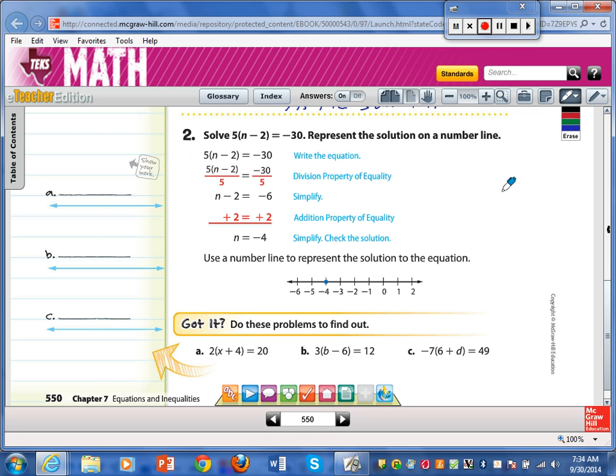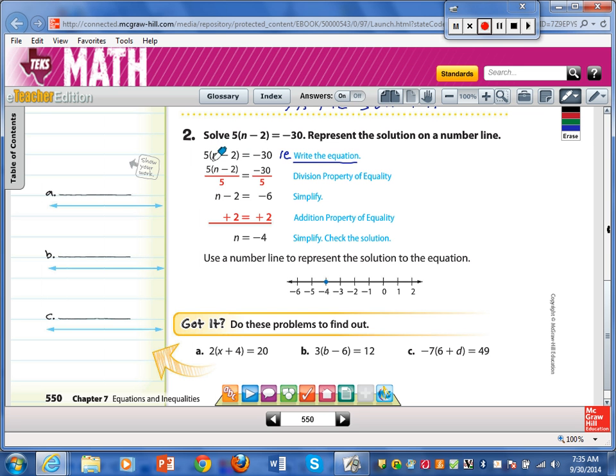Okay, so first we got to solve for n. So take a look at here. The first thing we got to do is rewrite the equation. So here it is. I got 5 times (n minus 2) is equal to negative 30. As you can see, this group again takes priority over any addition or subtraction. So you have to take this as one whole piece. And you see that this whole group here is being multiplied by 5.